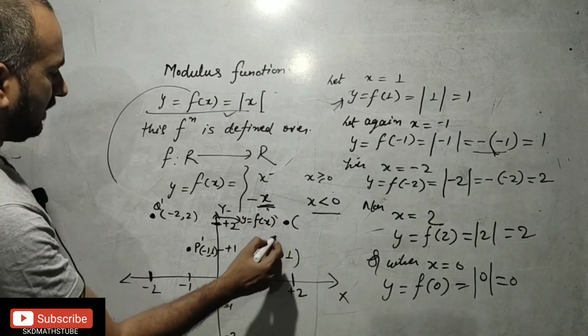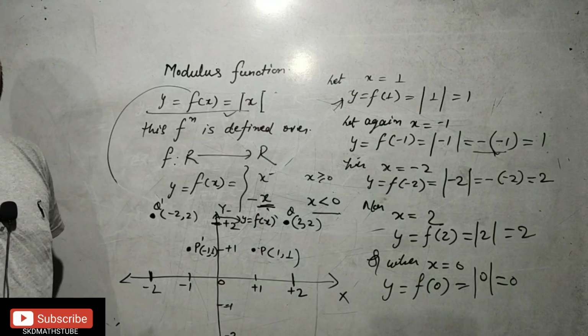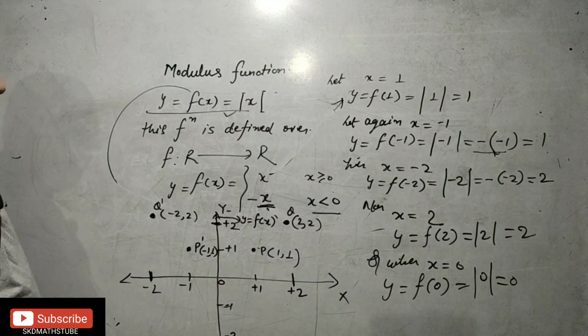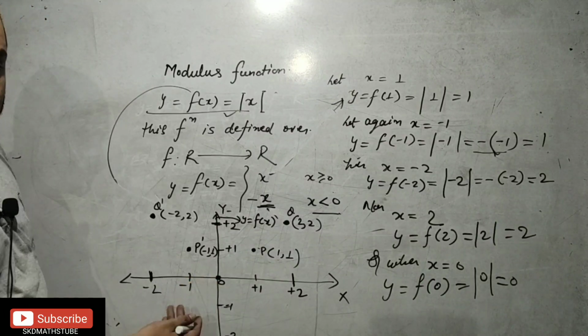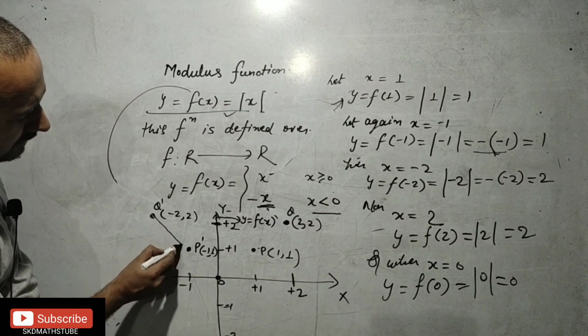Okay, and what are the coordinates? Suppose the point I have taken is q, and the coordinates are (2, 2). Okay, so students, (0, 0) is already the origin. Okay, (0, 0) are the coordinates of the origin. So now listen students, join these points.